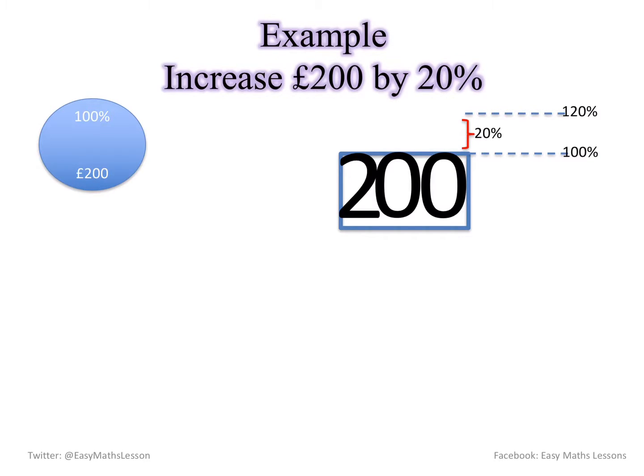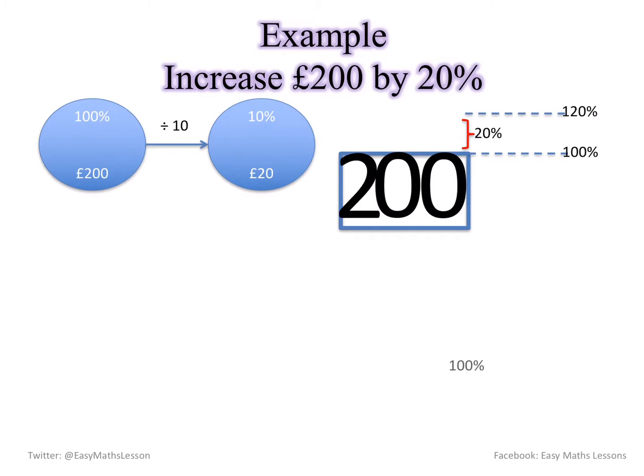So the first thing I need to do, find 10%. Now, if you're not sure how to find 10% of an amount or any percent of an amount, watch one of my earlier videos on calculating percentages of amounts. All right, so now I've found 10% of £200 by dividing by 10, but I want 20%, and because I want 20%, I need to take the 10% and double it up. So instead of having £20, I will have £40.